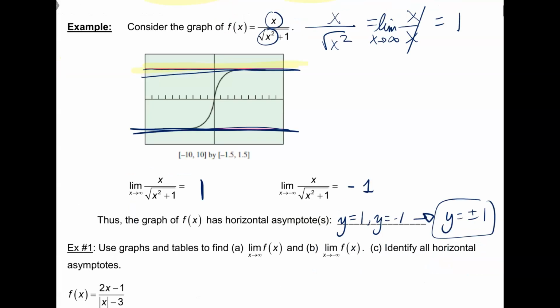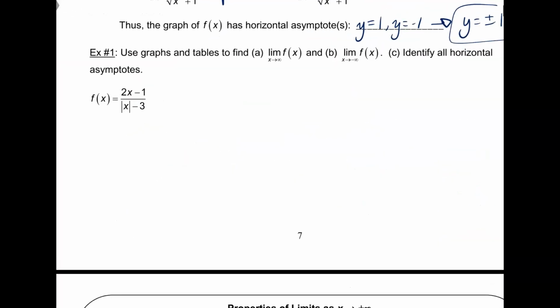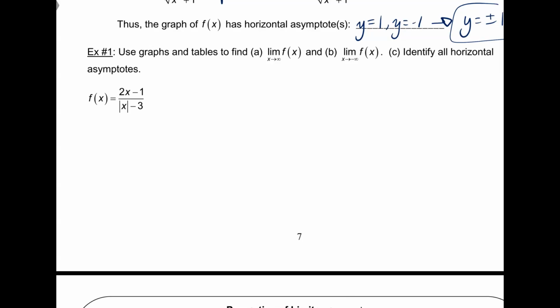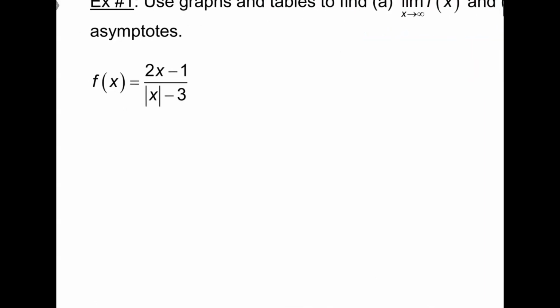it's about the quiz. Use the graphs and tables to find the limit of my function as we approach infinity, as we approach negative infinity, then identify all horizontal asymptotes. Okay. So here I'm looking at the leading term test. So the biggest variable with an exponent on top is 2x. The biggest term down on the bottom is absolute value of x. Well, absolute value of x doesn't change the exponent. It just makes x positive.